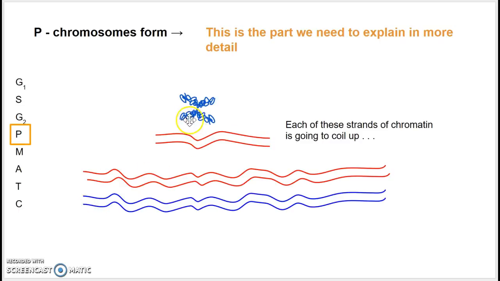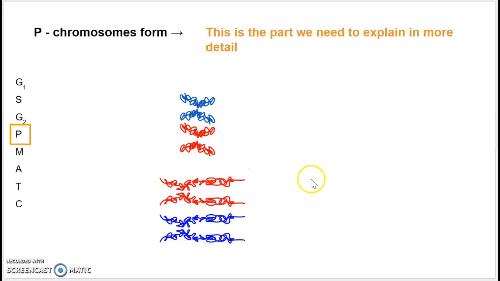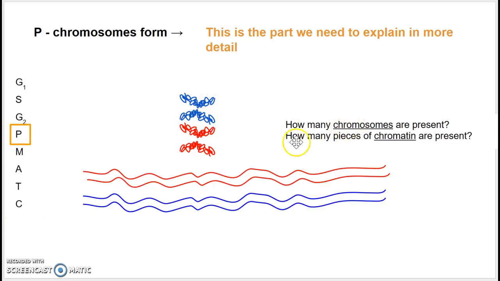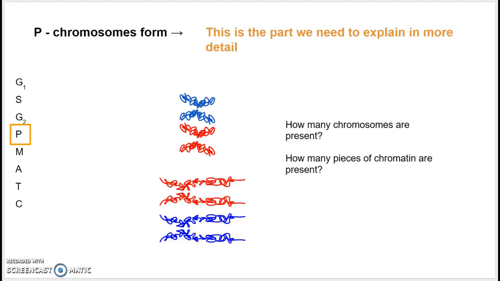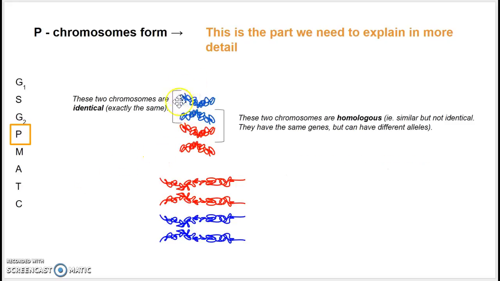Now, each strand of chromatin coils up like this. If I stopped you right here and I said, how many chromosomes are present? How many pieces of chromatin are present? The answer would be 4. There's 1, 2, 3, 4 chromosomes. And there are 4 pieces of chromatin. 1, 2, 3, 4. So all of them coil up. And now again, if I asked you, how many chromosomes are now present in the cell? The answer would be 8. 1, 2, 3, 4, 5, 6, 7, 8. And how many pieces of chromatin? There are 0.